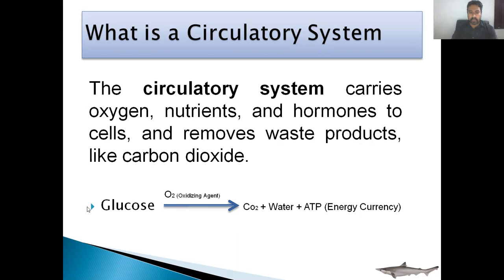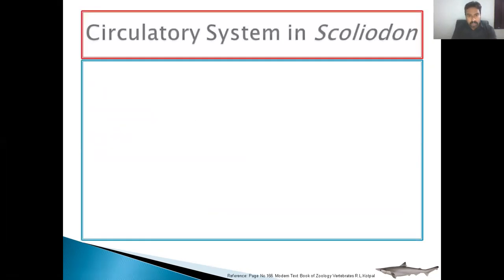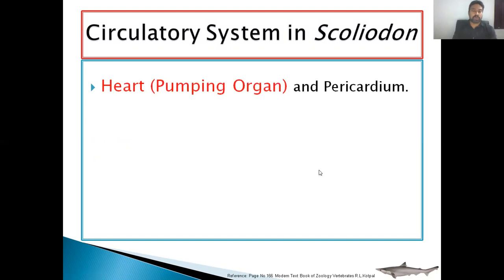So why am I showing you this equation? Because the digestive system, respiratory system and circulatory system work in an integrated way, and are interdependent. The glucose is coming from the digestive system, oxygen is coming from the respiratory system, and both glucose and oxygen dissolve in the blood and are transported in the body with the help of the circulatory system. This circulatory system in Scoliodon is made up of four parts.